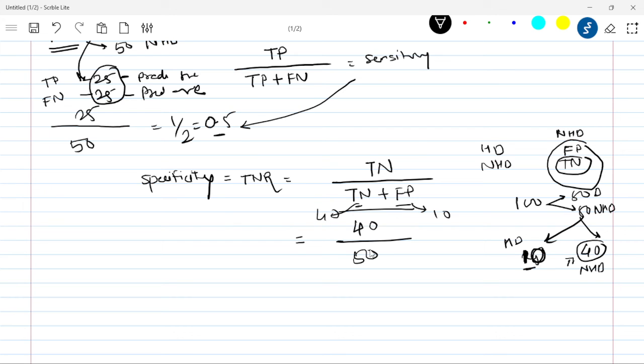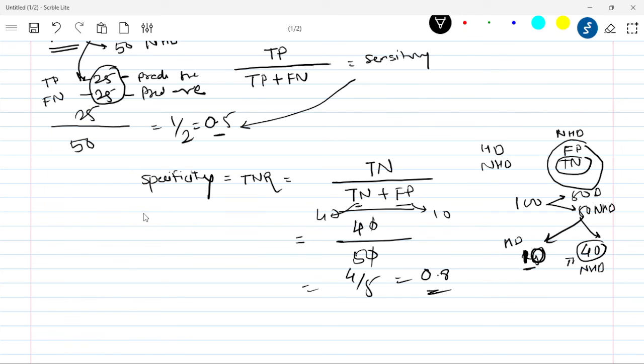So 40 plus 10 is 50, so it's 4 by 5. You can do the calculation, you will get 0.8. So specificity is 0.8. I hope you guys understand what sensitivity and specificity are. Sensitivity is nothing but the percentage of the positive rate.